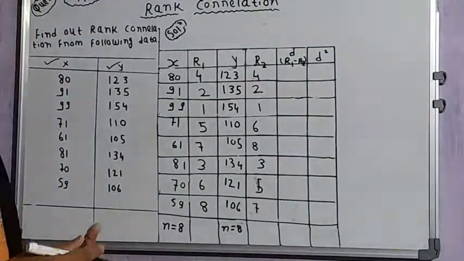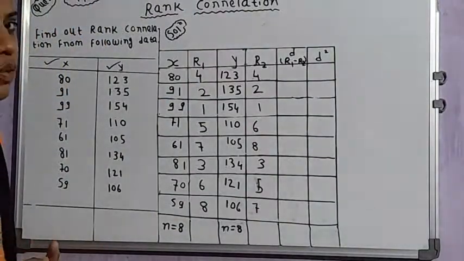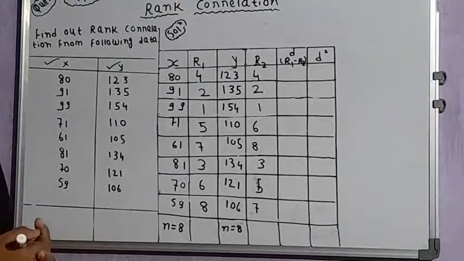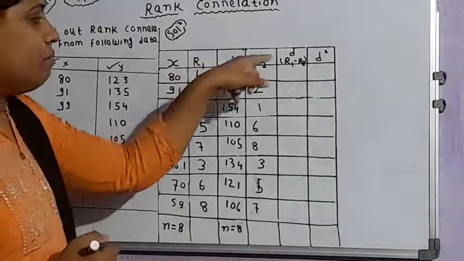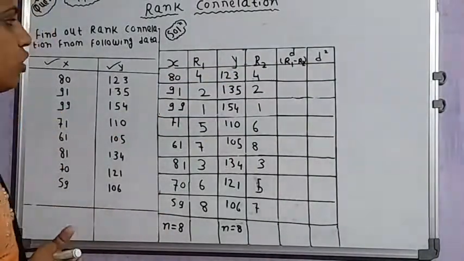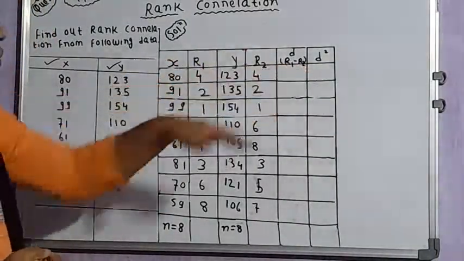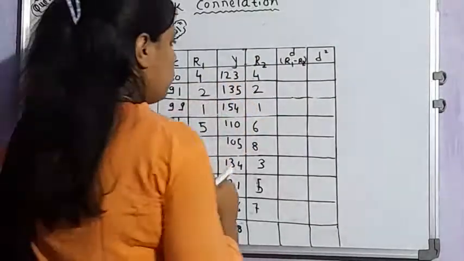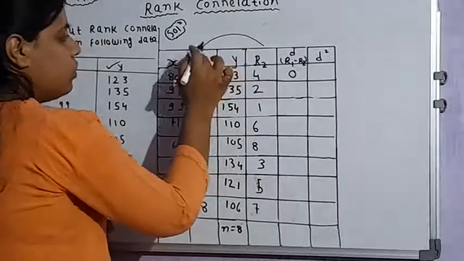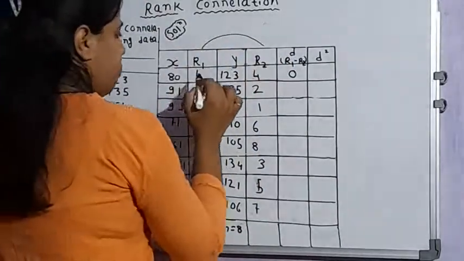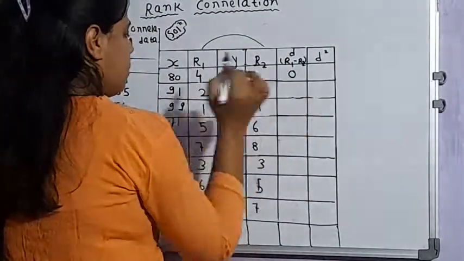Now what is the next step? The next step is we have to calculate the deviations. How are we going to calculate the deviation? By using the formula R1 minus R2. So let's move toward it. For the first row it would be 4 minus 4, so it will come to 0. For deviation we have to do this minus this. So for the first row it has come to 0.